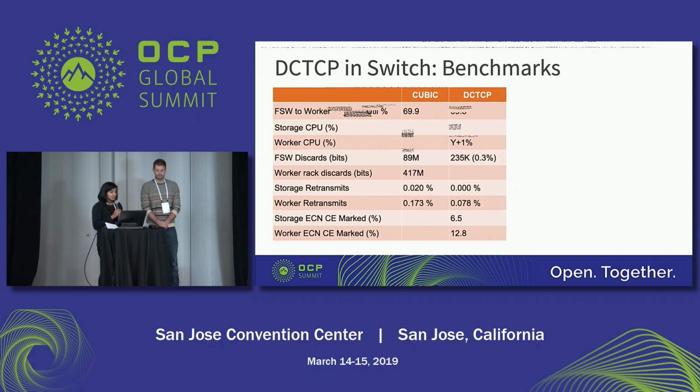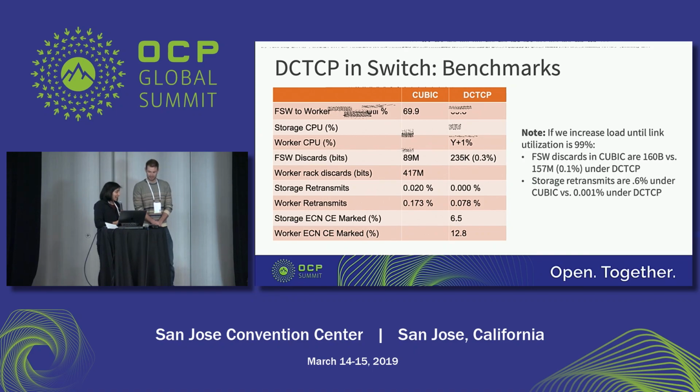The next thing to note is that the CPU utilization, for storage CPUs, is the exact same value in Cubic and DCTCP, and for worker CPU, it's 1% higher. So that tells us that DCTCP doesn't significantly increase the CPU utilization. And the final thing, this is the most important one, so I'm glad that one's showing, is that the fabric switch discards drop to 0.3% of the Cubic value when you run DCTCP and enable ECN in the switch. And there's some cross-traffic occurring between the worker racks. The discards there also drop from 407 million to 0, which is blank. And then storage retransmits and worker retransmits are also down.